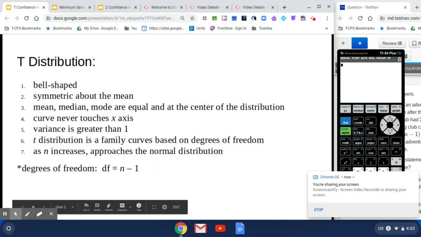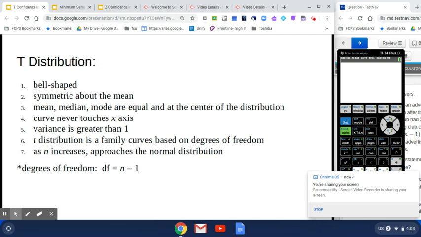So a couple of things about the t-distribution before we get started with calculating those confidence intervals. This is the first time we've looked at the t-chart, so you will need to find that in your formula sheet packet. The t-distribution is still bell-shaped and it's symmetric around the mean. The mean, median, mode are still at the center of the distribution. The curve never touches the x-axis.